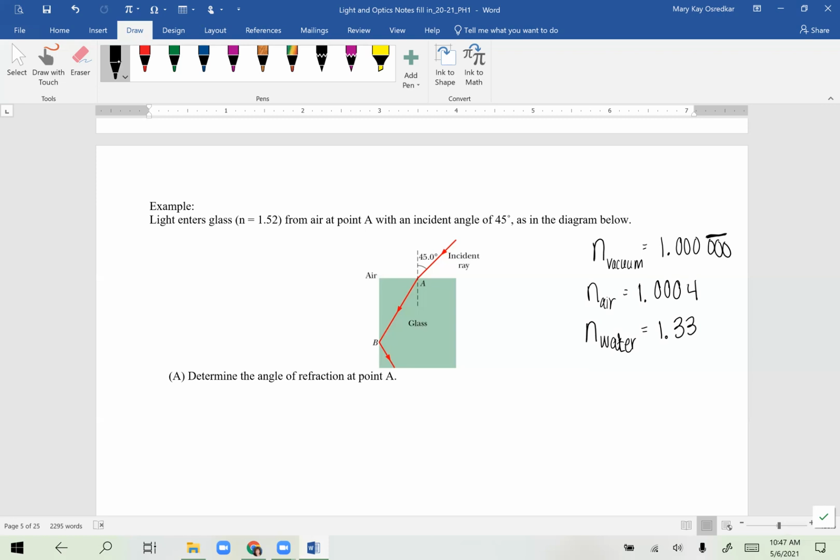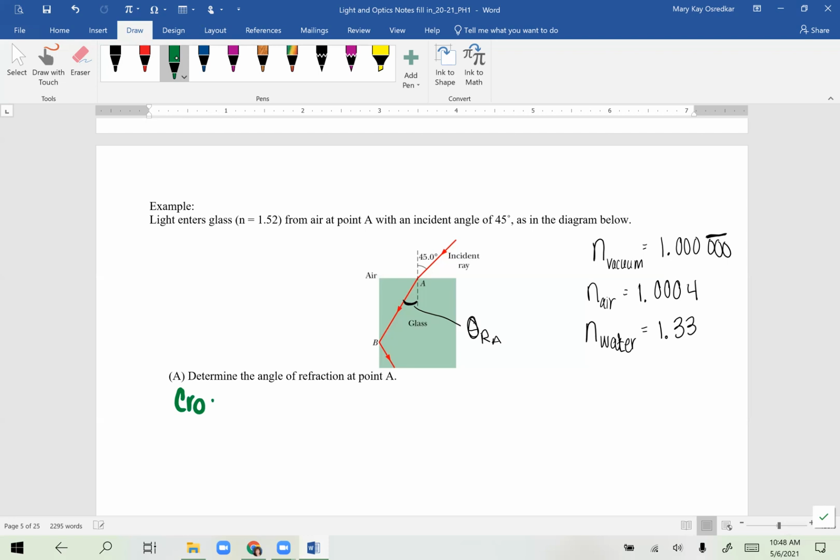Now, we're starting here at A. Determine the angle of refraction at point A. Effectively, what we're asking for is this angle here. I'm going to label that theta RA. Is that cool by everybody?